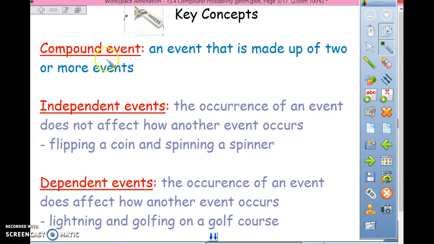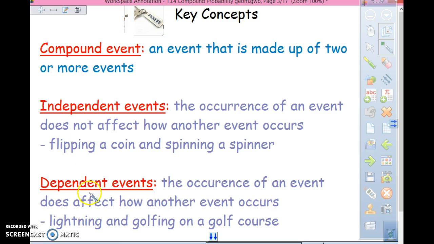So again, a compound event is an event that is made up of 2 or more events. An independent event is the occurrence of an event that does not affect how another event occurs. And the opposite of that would be a dependent event. The occurrence of an event does affect how another event occurs.